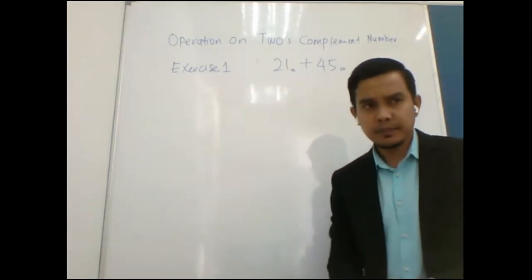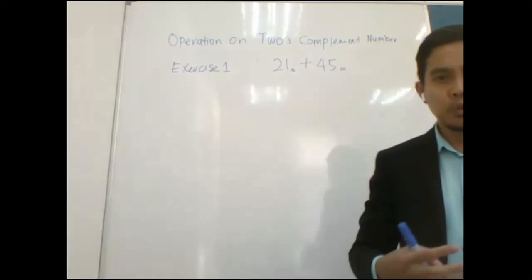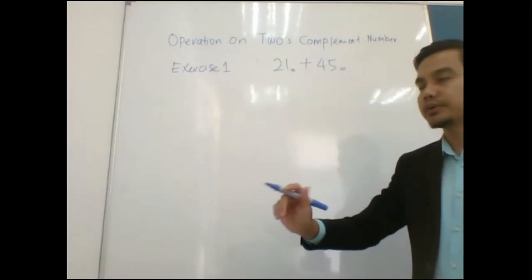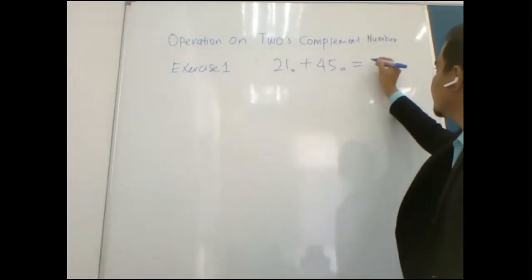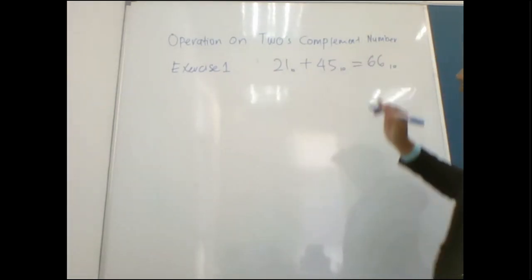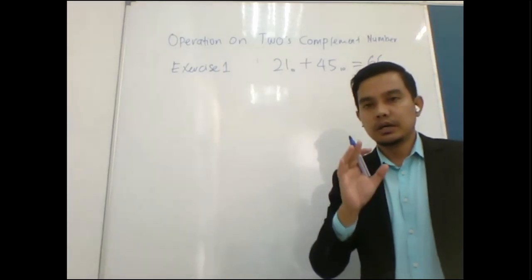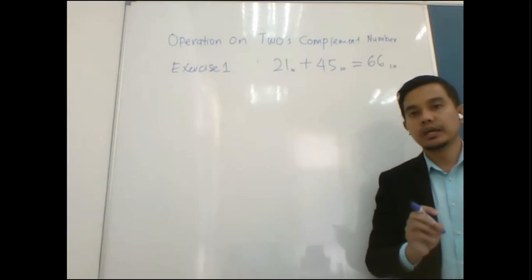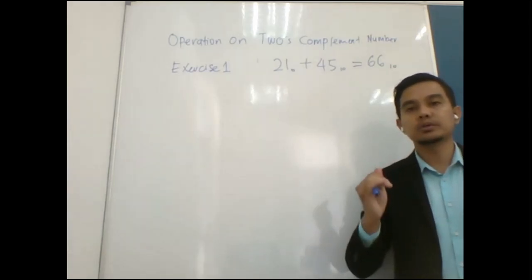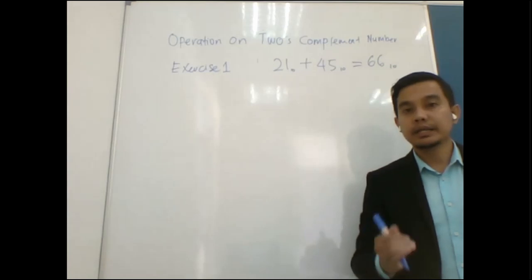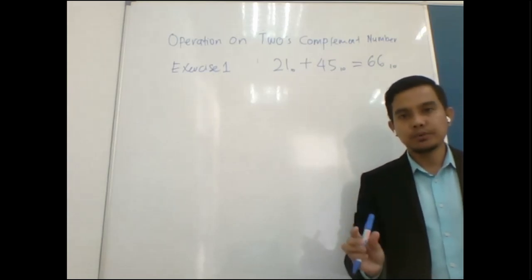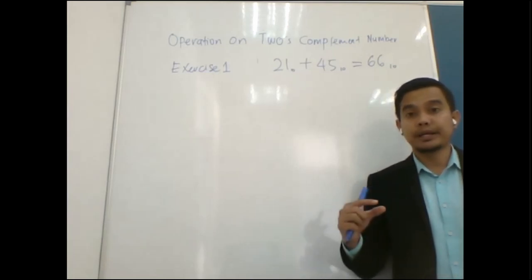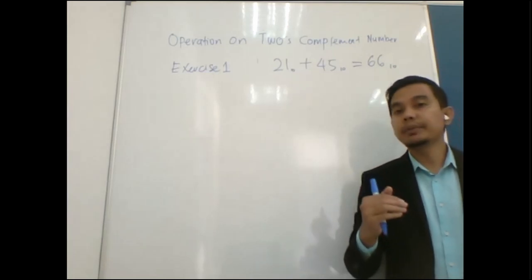Okay, so now first we have to do the normal calculation. That means in base 10, 21 plus 45 we get equals to 66 base 10. This is for us to know the number of bits that we should use. Okay, we need to identify the number of bits to use in this operation. Because if the number of bits is wrong, there will be a carry and the final answer will not be the same. So this operation is important.